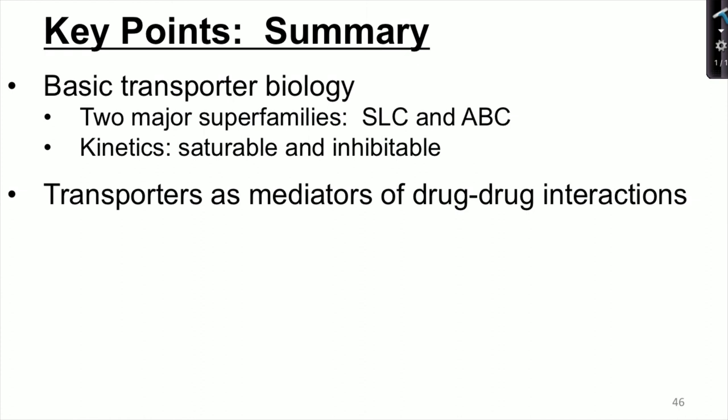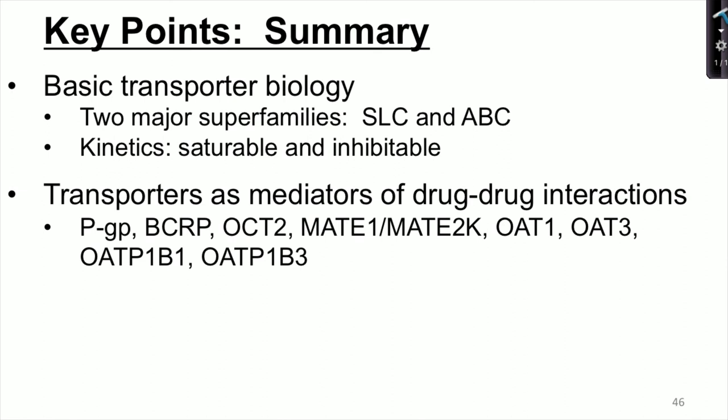Transporters may mediate drug-drug interactions, and here, instead of every transporter in the world, you do have to be aware of the transporters because your particular drug may interact with a transporter that isn't so well known. But the transporters that generally clinical pharmacologists need to be aware of are PGP, BCRP, in the kidney, OCT2, MATE1, MATE2K, OAT1, and OAT3, and in the liver, OATP1B1 and 1B3. And maybe at a later date, OCT1, but we'll see.